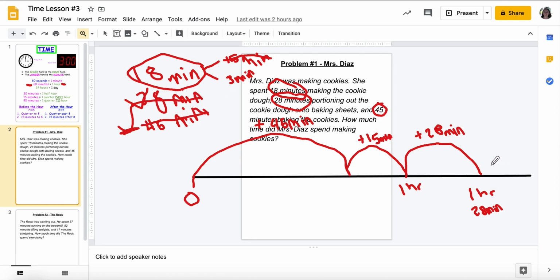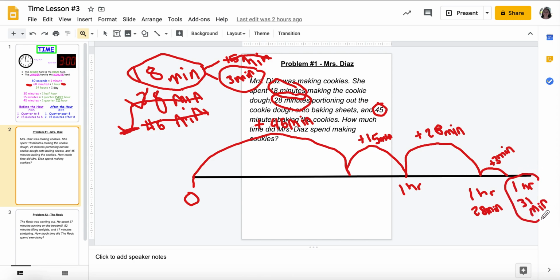Now what do I have left to add? I have my 3 more minutes. So let's do a little baby hump for 3 more minutes. So if I add 3 more minutes to 1 hour and 28 minutes, how long has Miss Diaz spent making cookies? 1 hour and, I put hour, and how many minutes? 31 minutes.